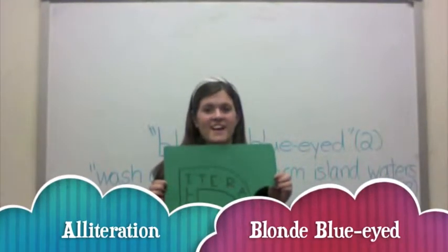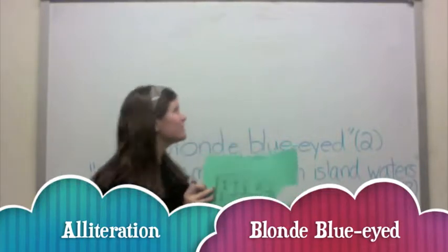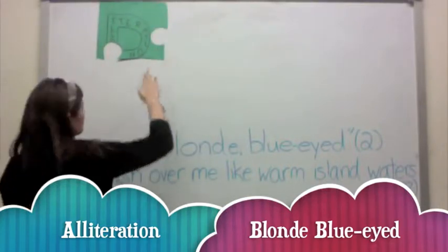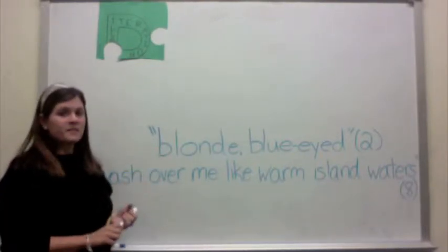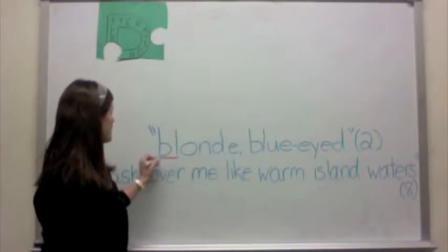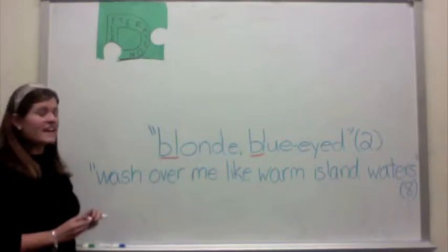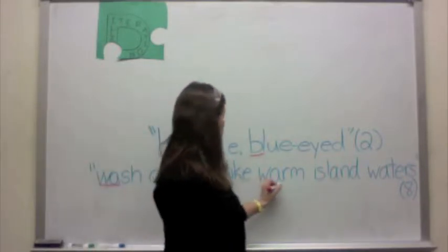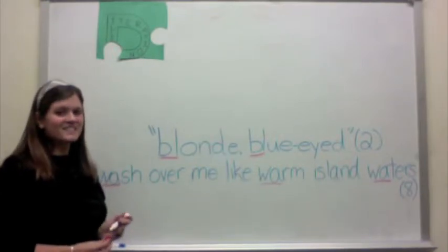The first term we're going to analyze is alliteration. Alliteration is the repetition of sounds in a sequence of words, generally consonant sounds. For example, in Bilingual Sestina, in line 2, "blonde, blue-eyed," we have the repetition of BL in blonde and BL in blue. Also, in line 8, we have the repetition of WA in "wash over me, like warm, island, waters." These are examples of alliteration.